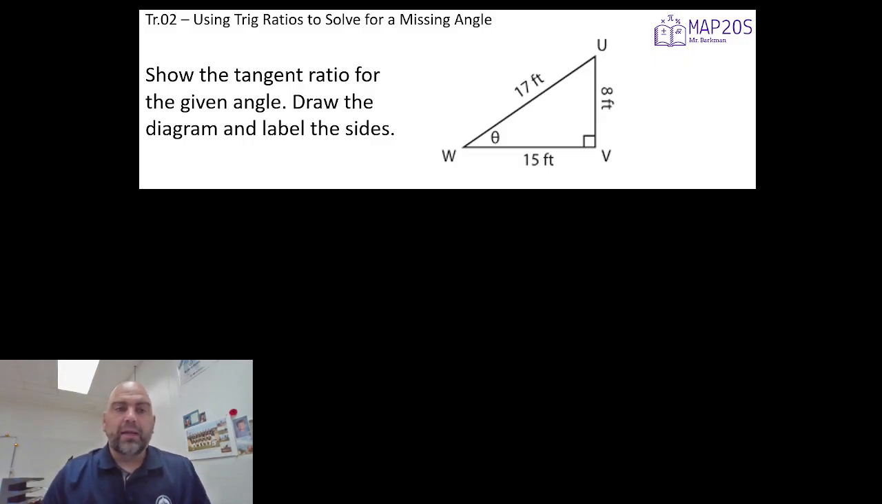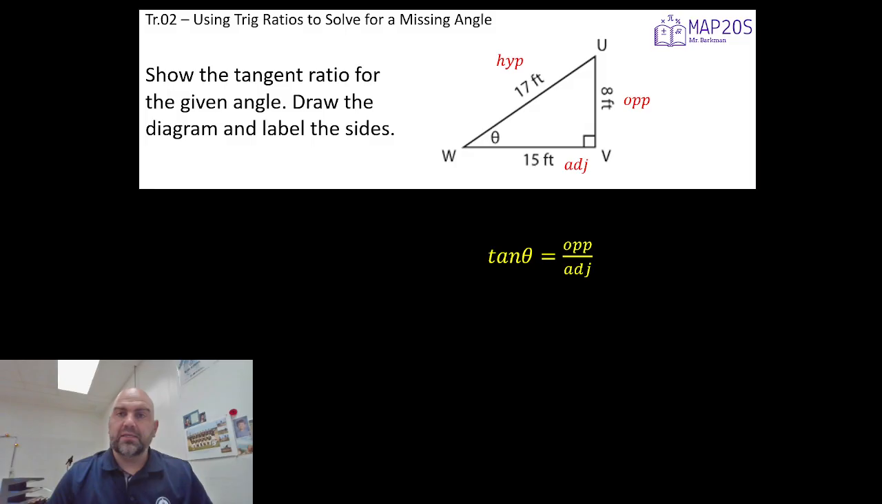All right, example number 1, we want to show the tangent ratio for the given angle. Now, often I would ask you to draw out the diagram and label the sides. If you're doing this just on your own, you don't necessarily need to. But what is the tangent ratio? The tangent ratio deals with this right here. Tangent of the angle is equal to opposite over adjacent. So because of this, we have to make sure we label the sides. Okay, there we go. Hopefully you have opposite, adjacent, and hypotenuse the same way I do.